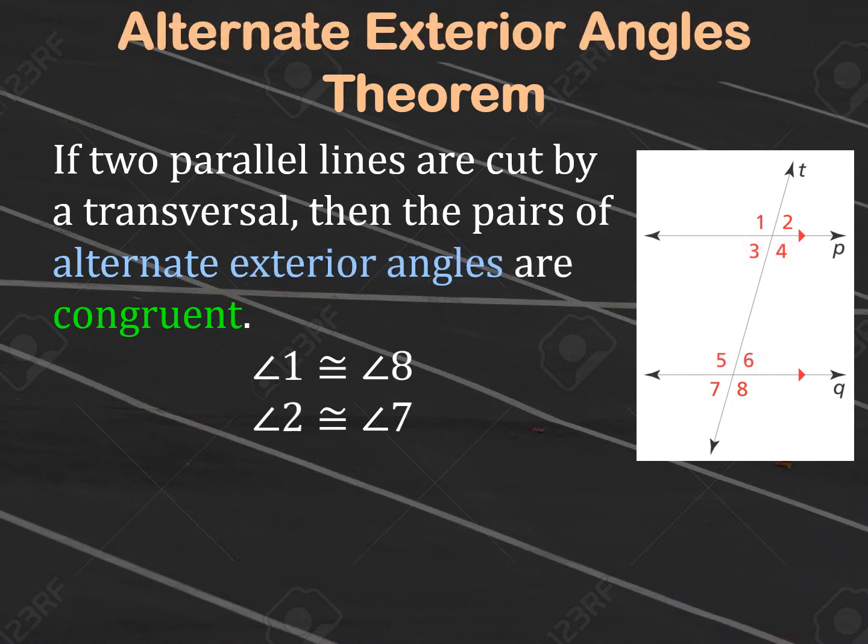Next, we have the alternate exterior angles theorem. So these are outside the transversal, but they are also congruent. So angles 1 and 8 and angles 2 and 7 are congruent. Notice 2 and 7 are both acute, 1 and 8 are both obtuse. So alternate exterior angles are congruent. Remember, this is only true if the two lines that the transversal intersects are parallel.